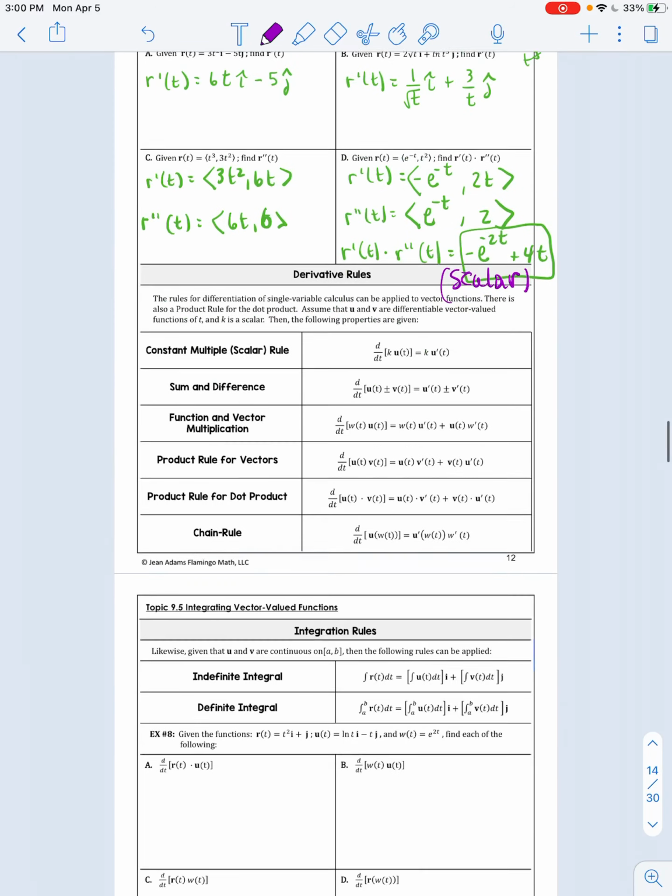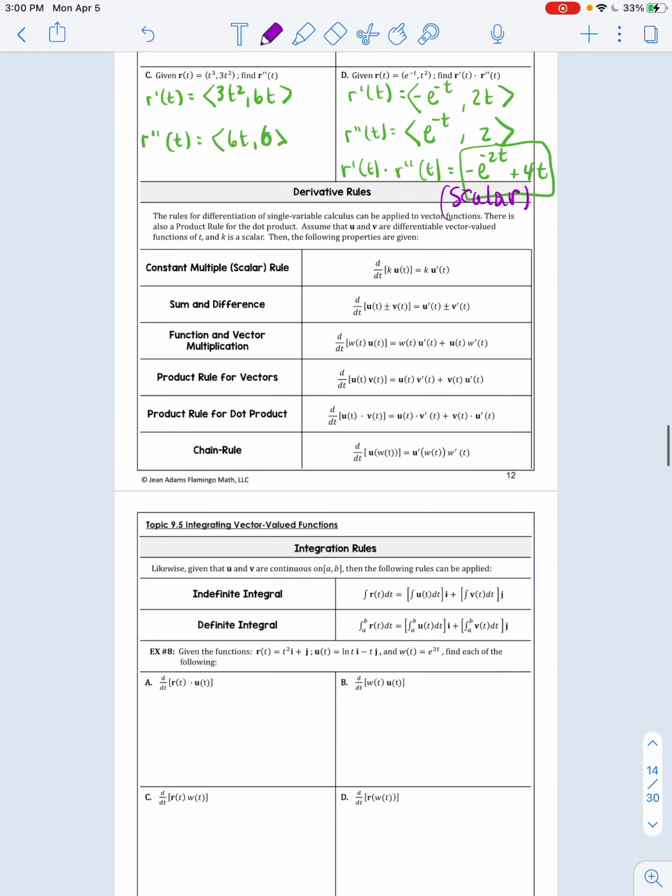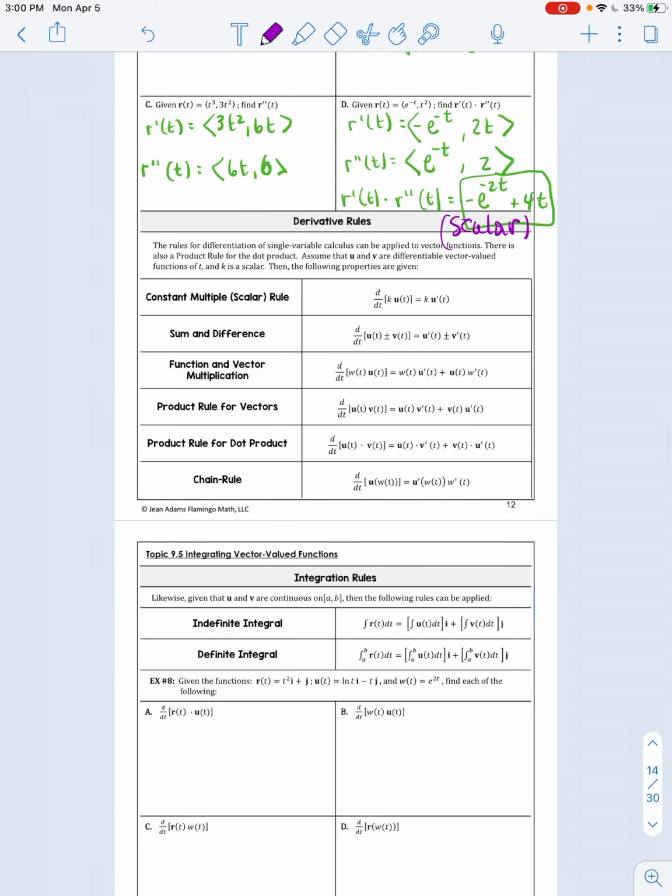Okay. And so now we get into our derivative rules, where the rules for differentiation of single variable calculus can be applied to vector functions. There is a product rule for the dot product. Assume that u and v are differentiable vector valued functions of t and k is a scalar, then the following properties are given. So if I take the derivative of some constant k times u of t, it's just the constant k times u prime of t.